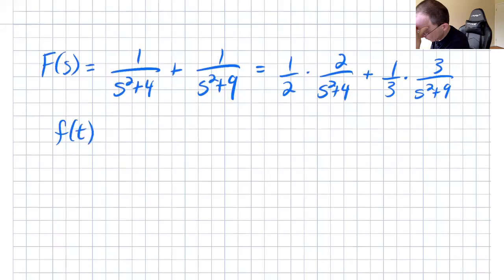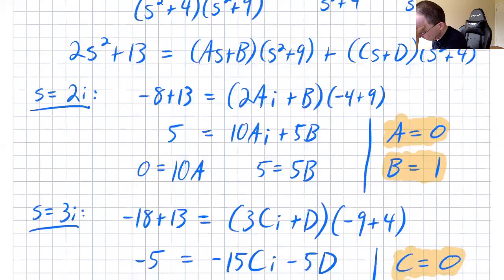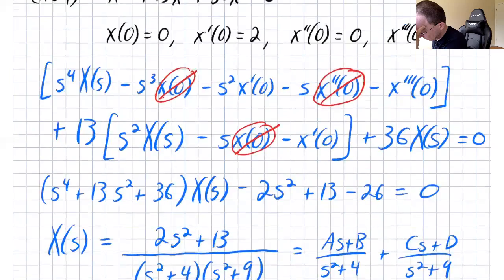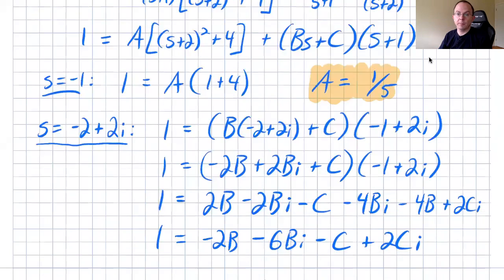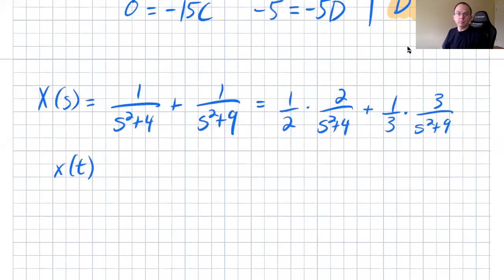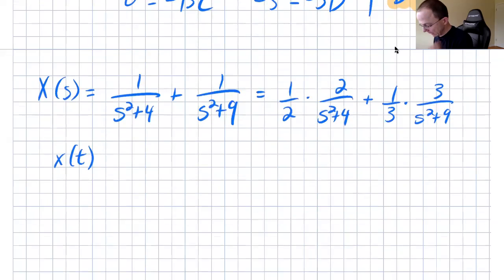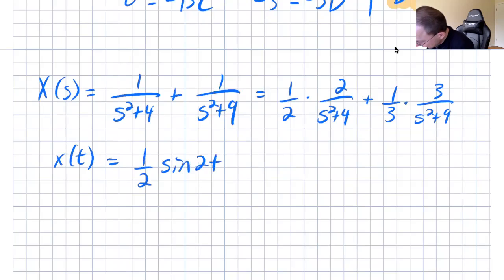So, oh, I'm using f's everywhere. Did I make the same mistake up here? I did. Let me just fix that quickly. Okay, so switch that because we're solving a differential equation and we're solving for x of t. So that's x of t. So this is going to be 1 over 2 times sine 2t plus 1 over 3 sine 3t.